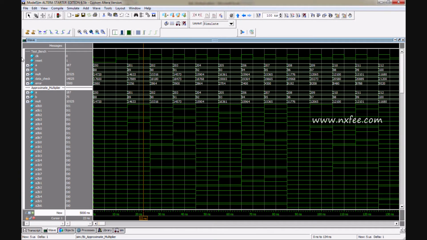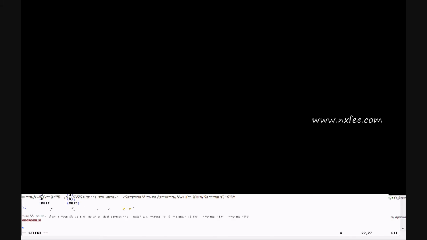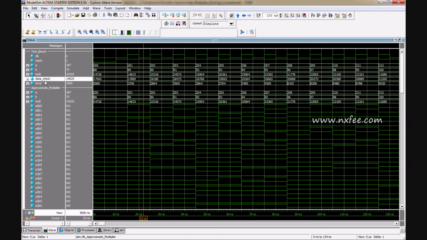Now we can verify that clock and reset are inputs, A and B are inputs, and the multiplication output is this one. In the test bench we are designing a data check value. The data check value will contain the manual multiplication, that means operator based multiplication A into B. This data check value will be given here, and we will calculate the error value, how much error difference there is between the original value and the approximate multiplication value.